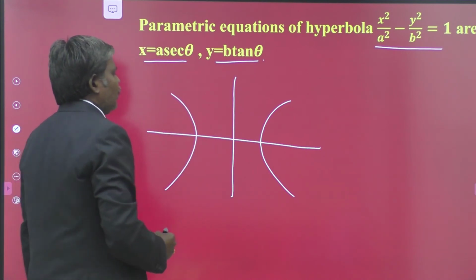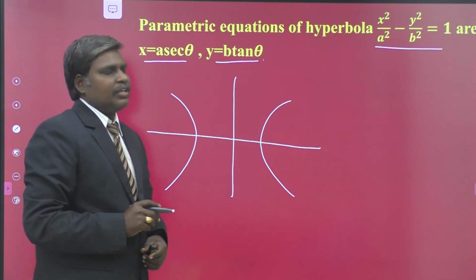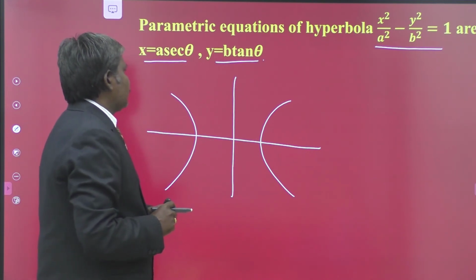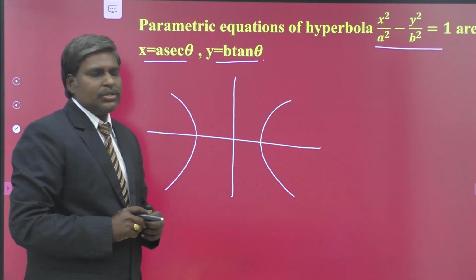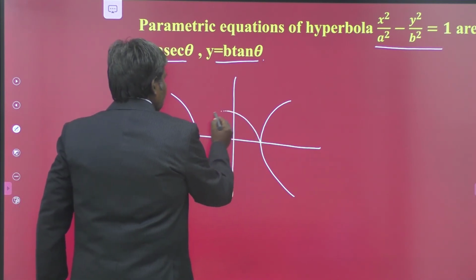This is the hyperbola. We are going to prove that the parametric equations of this one are x equals a secant theta, y equals b tan theta. Now, what is the auxiliary circle for this one?